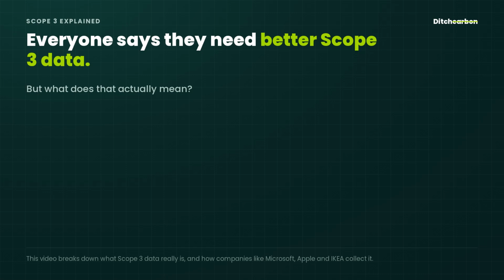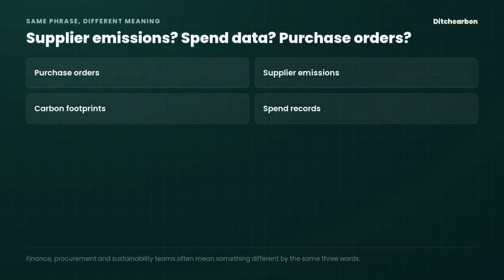Let's get into it. Here's something interesting. The phrase Scope 3 data sounds simple, but different teams inside the same company often mean completely different things by it. Ask someone in finance and they'll think about spend records. Ask someone in procurement and they'll think about suppliers and purchase orders. Ask someone in sustainability and they'll think about carbon footprints. None of them are wrong. They're just looking at different pieces of the same puzzle. That's exactly why Scope 3 feels confusing the moment a company starts trying to measure it.